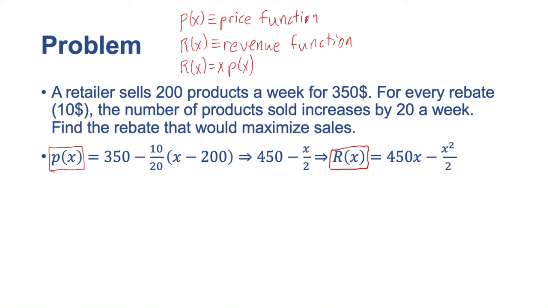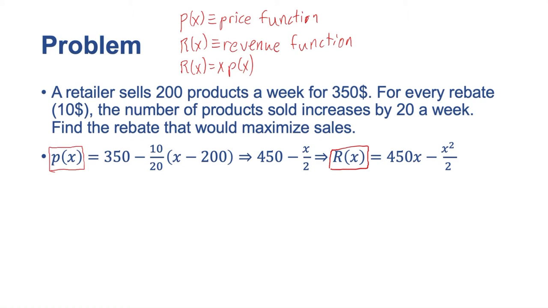So the problem says a retailer sells 200 products a week for $350. For every rebate, which is $10, the number of products sold increases by 20 a week. Find the rebate that would maximize sales. As you see here, we've already put down the p of x and r of x functions, but let me just show you how they're derived.